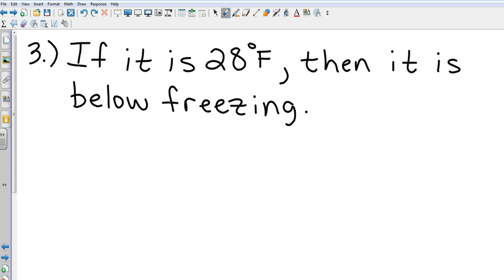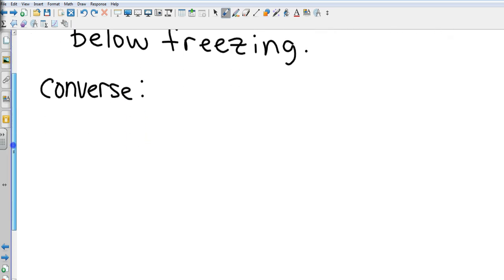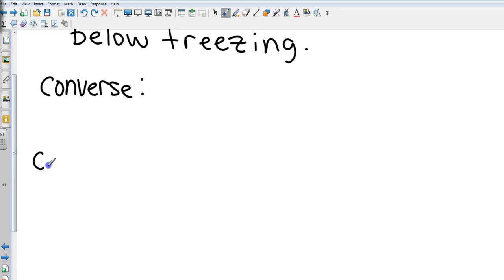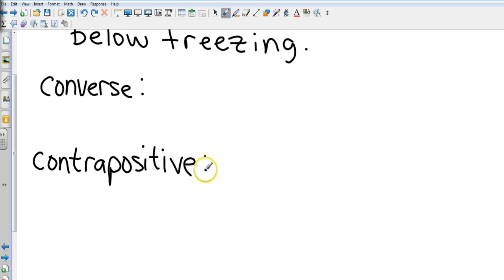Your conditional statement is: if it is 28 degrees Fahrenheit, then it is below freezing. My question to you is, what is the converse of this statement? And what is the contrapositive? Well, you might want to go back and look in your notes because there's a table.